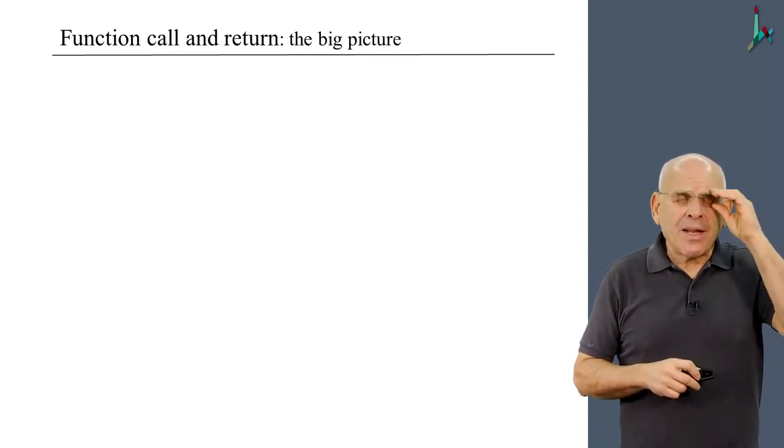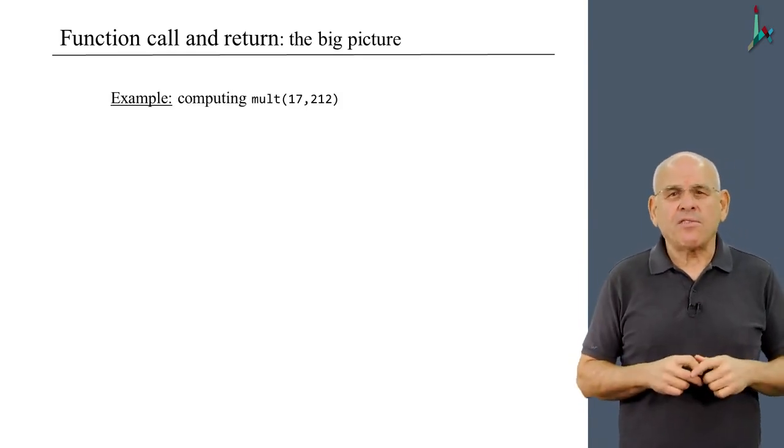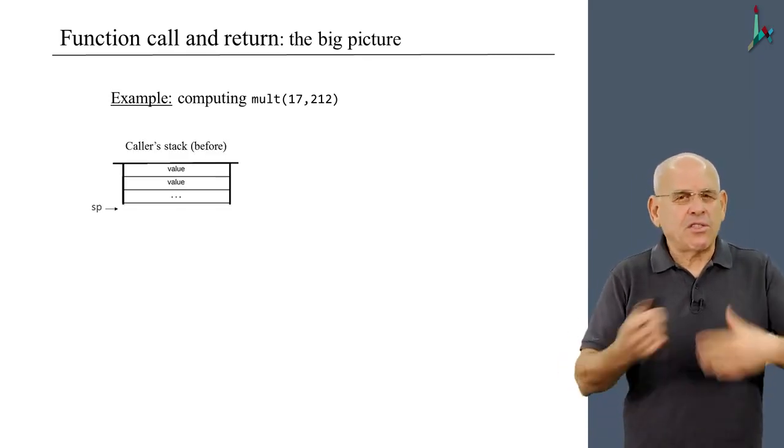So let us start, as usual, with the big picture. And the big picture is that we want to compute the product of 17 and 212. How do we do it? Well, the function is doing something.